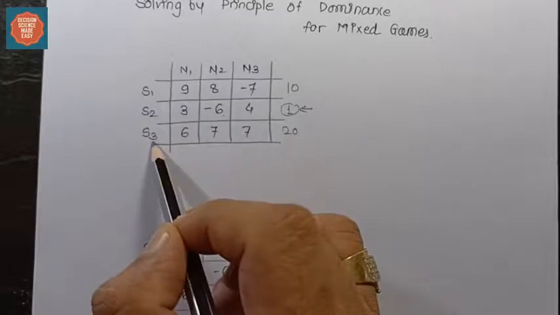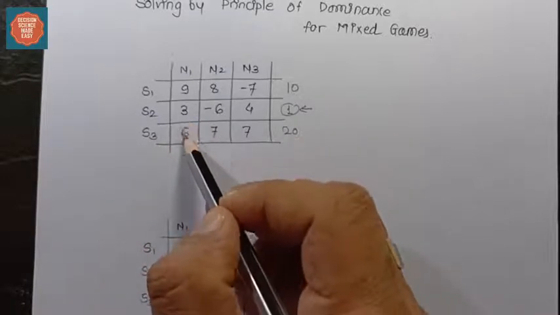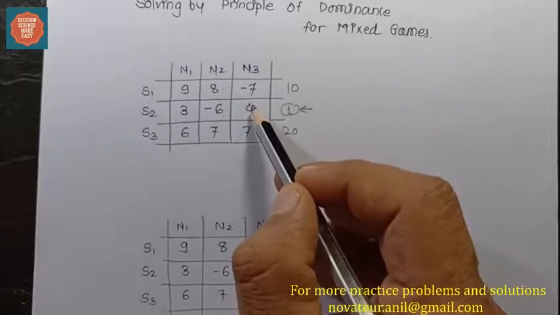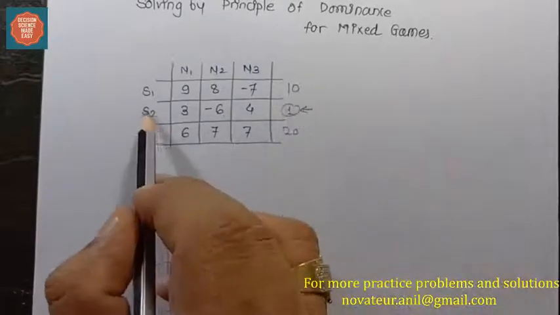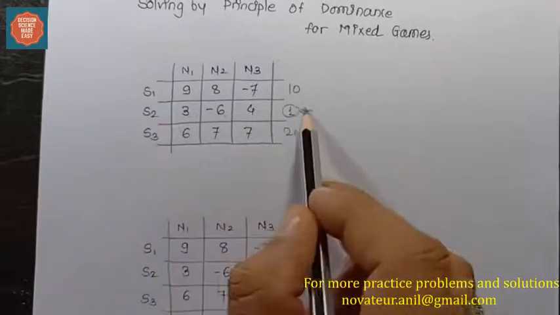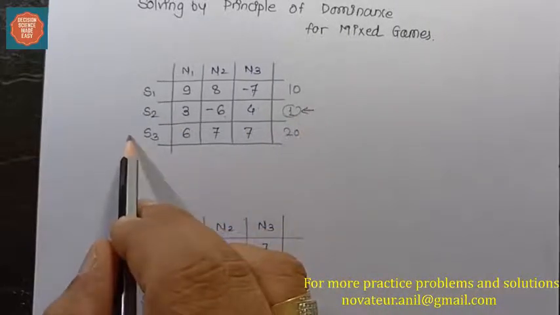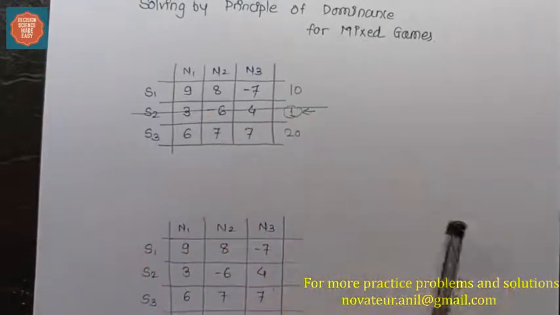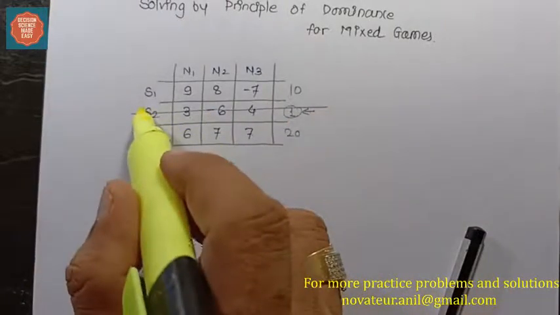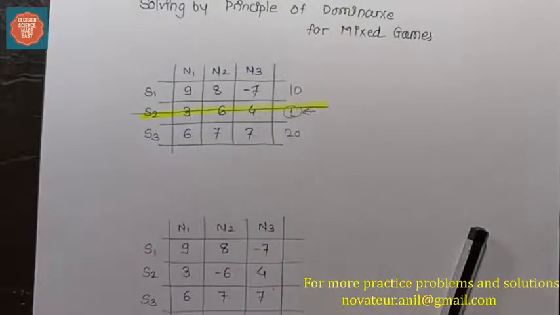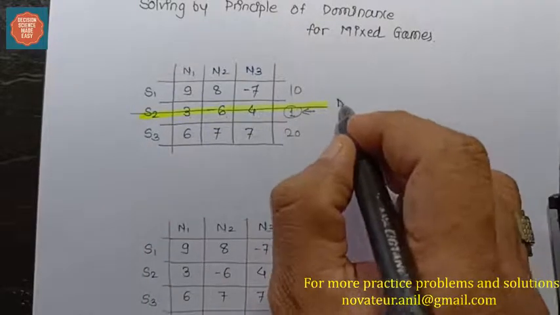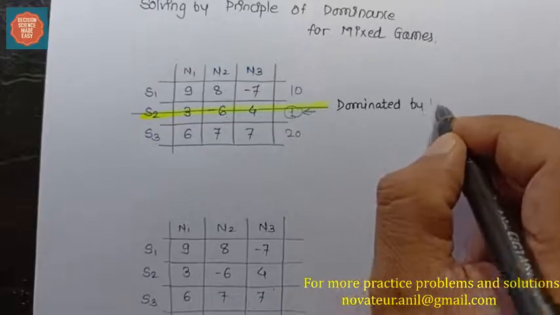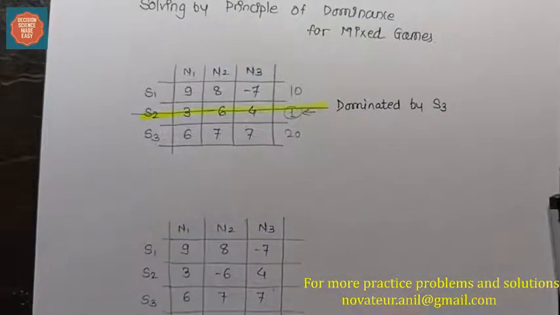Let's compare S2 and S3. 6 is greater than 3, 7 is greater than minus 4, and 7 is greater than 4. Correct. So all the elements of S2 are smaller than all the elements of S3. So I can eliminate this row because this is an inferior strategy. Even if I miss this strategy, nothing is going to change in my decision. So it is dominated by S3, so I'm going to eliminate this.